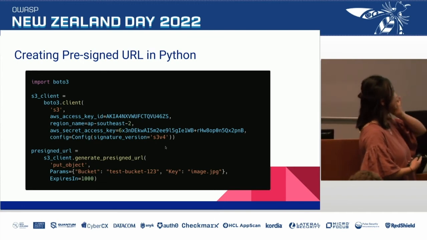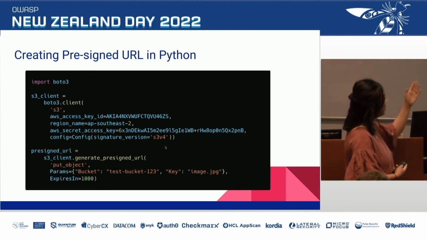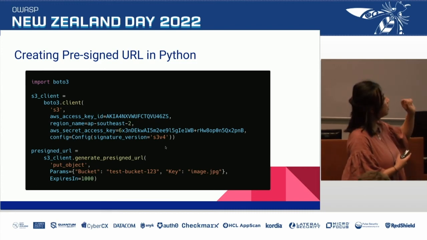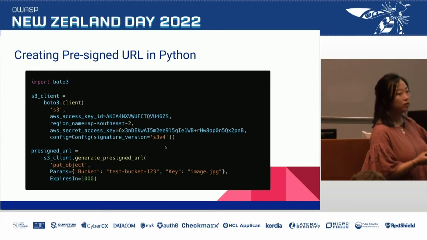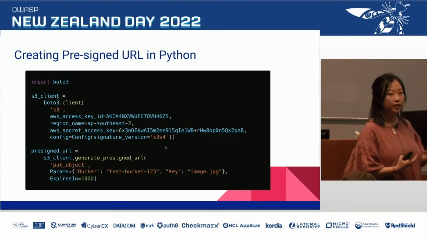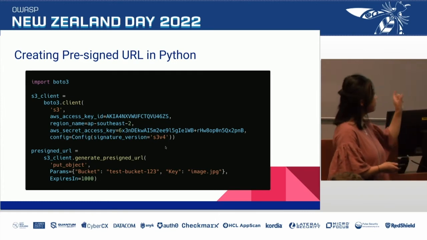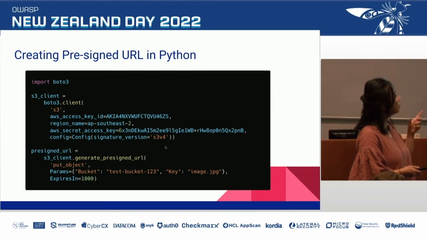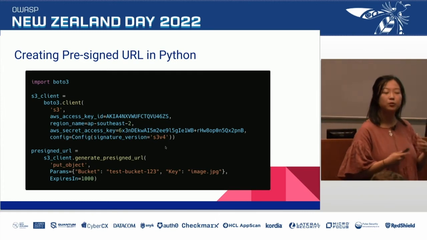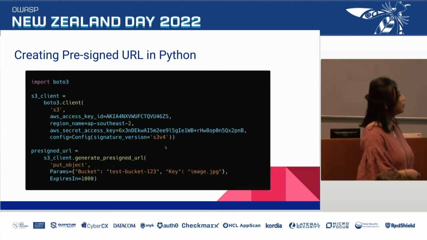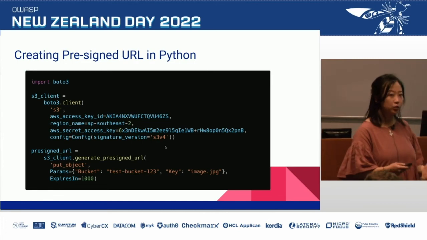And then for the PreSign URL, when you're generating it, you just need to specify the action, the put object, the bucket, and the key, which defines the object that you want to either create, update, or just retrieve. And then finally, you need to specify how long it will last before it expires. So in here, it's 1,000 seconds, but you can also just leave it blank to use the default.